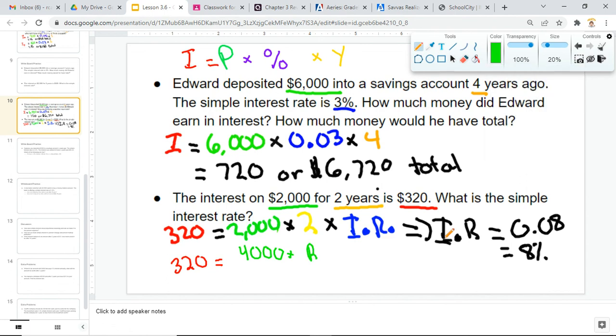All right, so to solve for the rate here, I need to divide both sides by 4,000. 320 divided by 4,000 is going to give me 0.08, which is the same as 8%. So it turns out that the simple interest rate here was 8%.